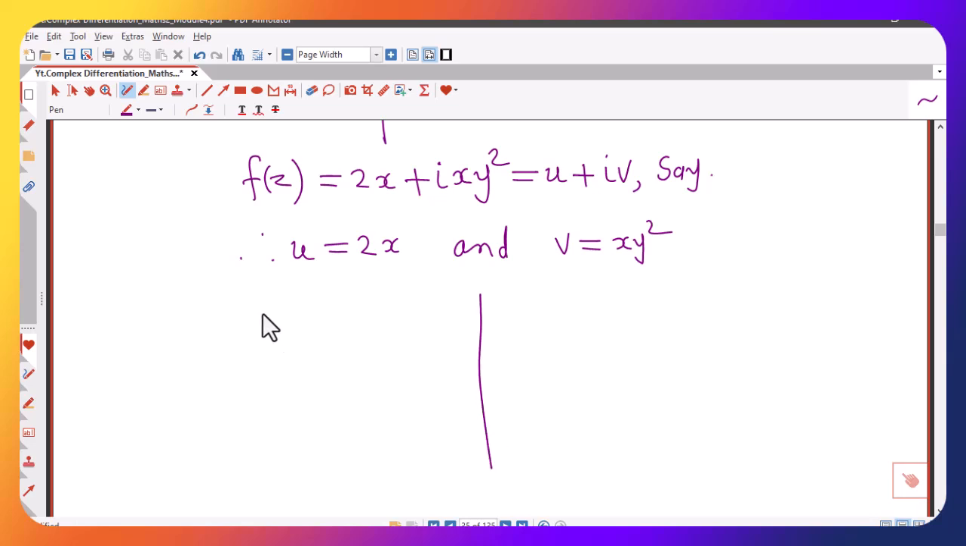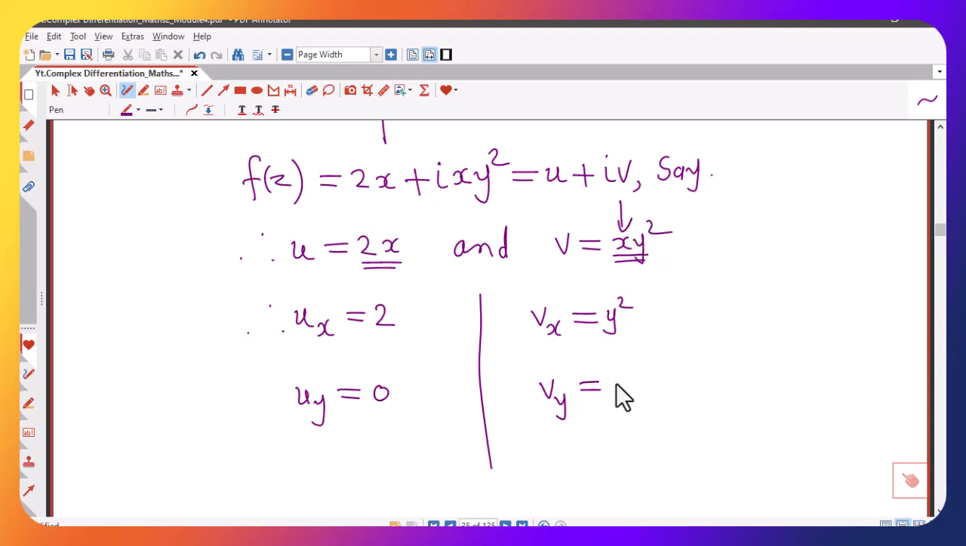Then we find the partial derivatives. Therefore del u by del x, the derivative of 2x with respect to x, is 2. Del u by del y, the derivative of 2x with respect to y, is 0. Here del v by del x is the derivative of xy square with respect to x, and we consider y square as constant. The derivative of x is 1. Del v by del y: x is constant, the derivative of y square is 2y, and we have 2xy.